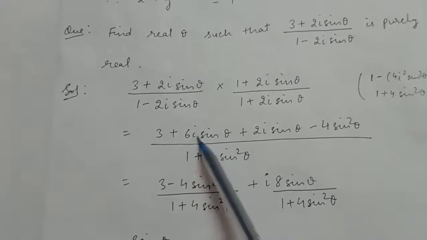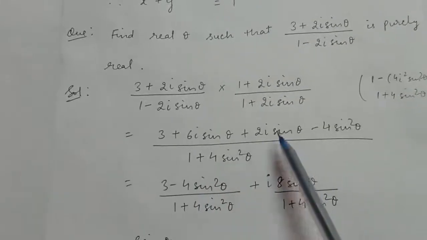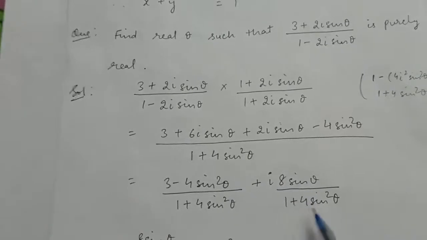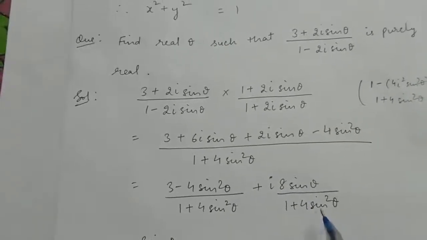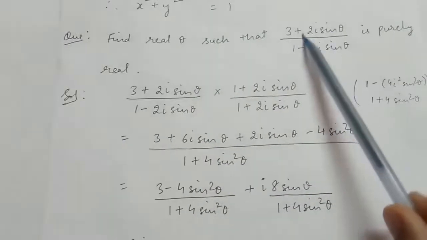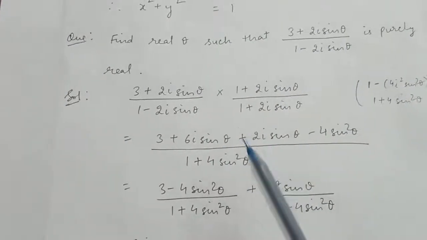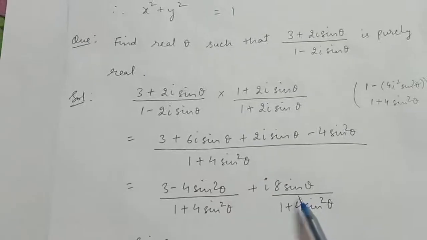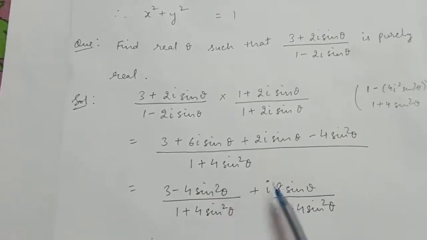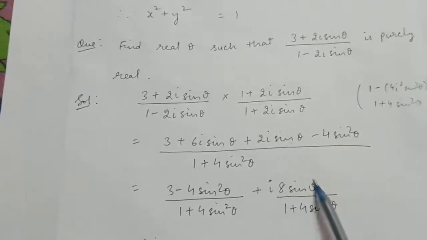Now this is 6 iota sine theta plus 2 iota sine theta. So it will be 8 iota sine theta upon 1 plus 4 sine square theta. Now they have said find the theta such that this term becomes purely real. That is, the imaginary part should be 0, right? If this term is completely real, then its imaginary part should be 0.